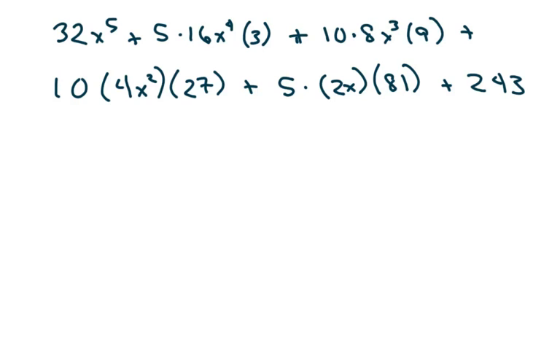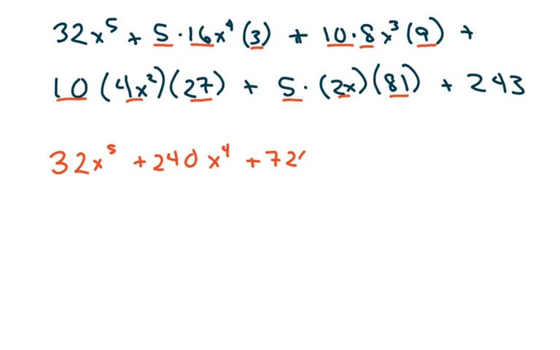Now, the only thing else you have to do is multiply these. So that's going to be 15 times 16. This one's going to be like 90 times 8. And you have to multiply all these coefficients here. So our final answer is going to be 32 x to the 5th plus 240 x to the 4th plus 720 x cubed plus 1080 x squared plus 810 x plus your 243.